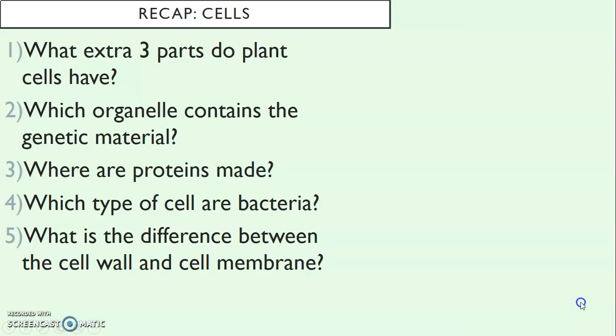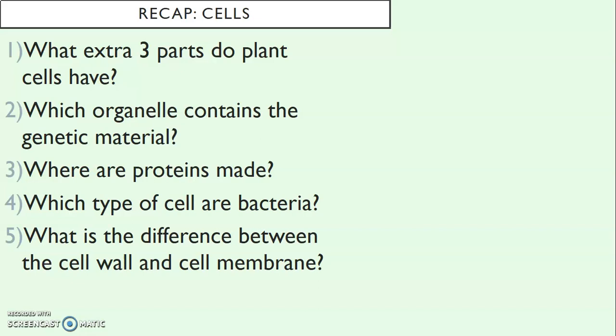Just going to start off with a quick recap of the facts that we looked at in the last lesson. So, 5 questions. I'd like you to write down the answers. Either write the questions or put them down as a full sentence. It would just make more sense for your notes. Pause the video, have a go, and then come back and check the answers.